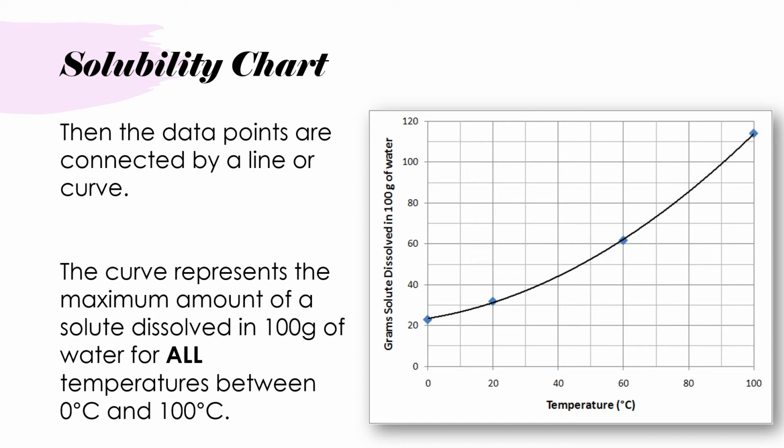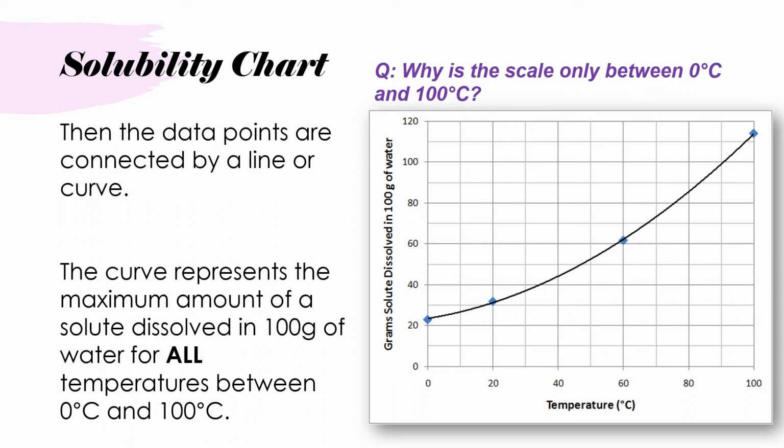The curve occurs between 0 and 100 degrees Celsius. Why is this scale only between 0 and 100? You guessed it correctly. These solutes are being dissolved in liquid water, not ice, not water vapor.